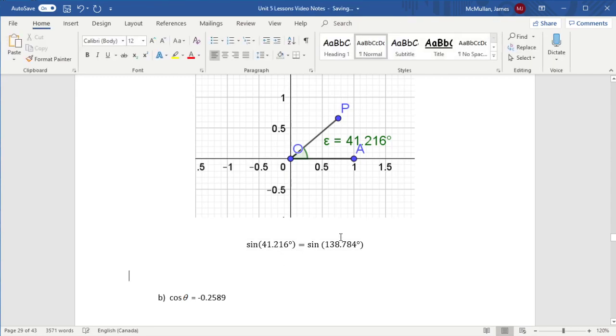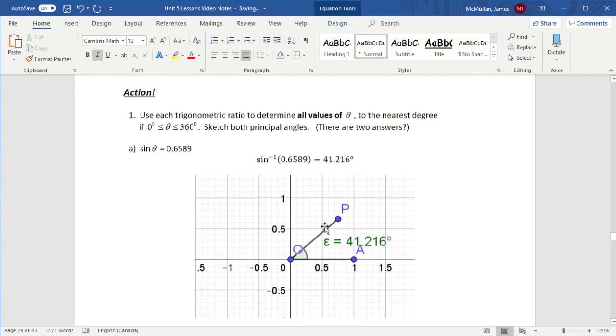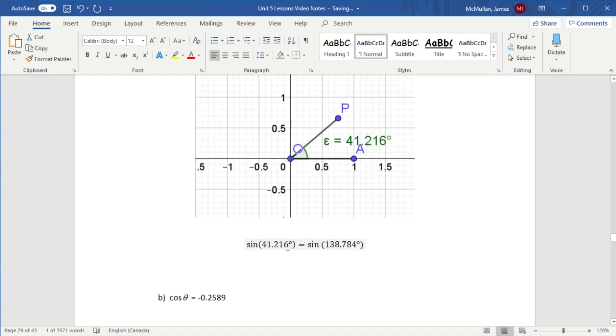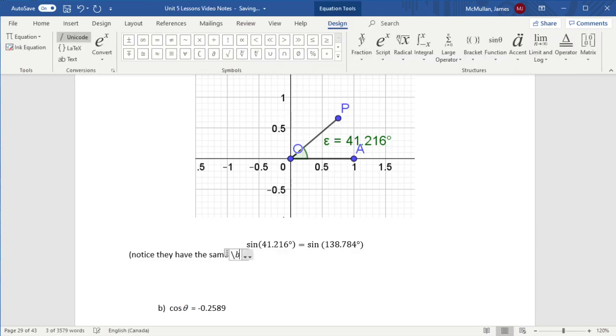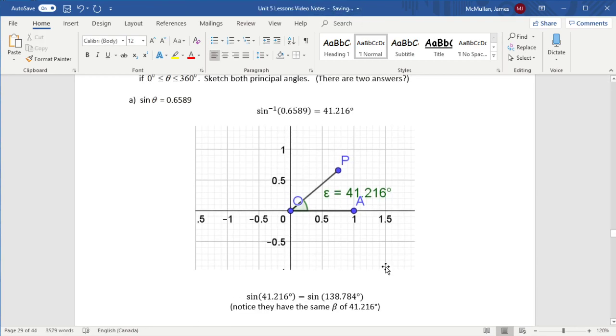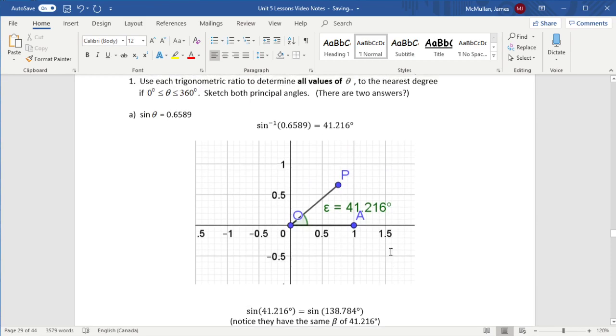Okay, the fact is that there are two angles that have this sine. One of them's in quadrant 1, one of them's in quadrant 2. They have the same beta, of 41.216 degrees. Okay, so this is why the calculator is giving us weird answers.